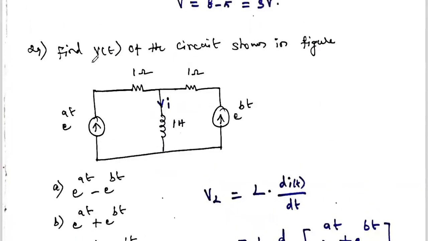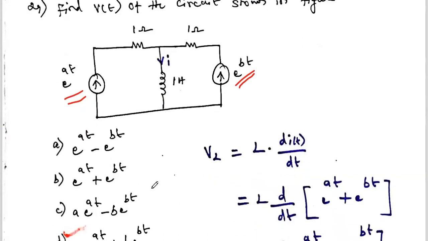Then the next question: find v of t of the circuit shown in the figure. So we have to find the voltage across this inductor. Here you see the diagram. This is a current source, with value e power at. This is the other current source, e power bt, and two resistances of value 1 ohm. This is the inductor of value 1 Henry. The current flowing through this inductor is I. So we have to find the voltage across this inductor. Here four options are given.